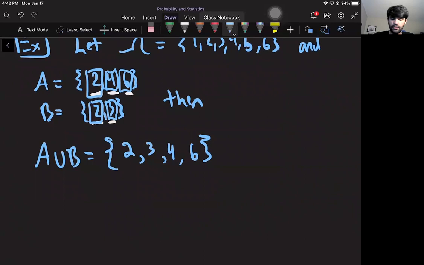So being in either one is fine. The intersection is, now we look at what's in common to both, and there's just that 2. 2 is the only thing in both, so that's why it's in the intersection.